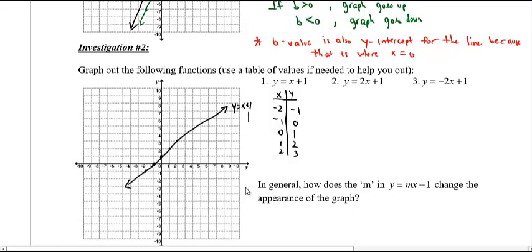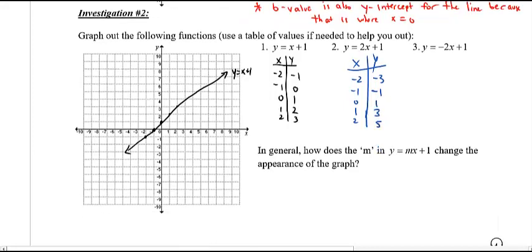Okay. Going to try the next one now. 2x plus 1. Okay, so negative 2, negative 1, 0, 1, 2. Same values. I'm going to plug it in. 2 times negative 2 is negative 4. Negative 4 plus 1 is negative 3. Negative 1 times 2 is negative 2, plus 1 is negative 1. 0 would be 1. 1 would be 2 times 1 is 2, plus 1 is 3, and then the last one, of course, would be 5.